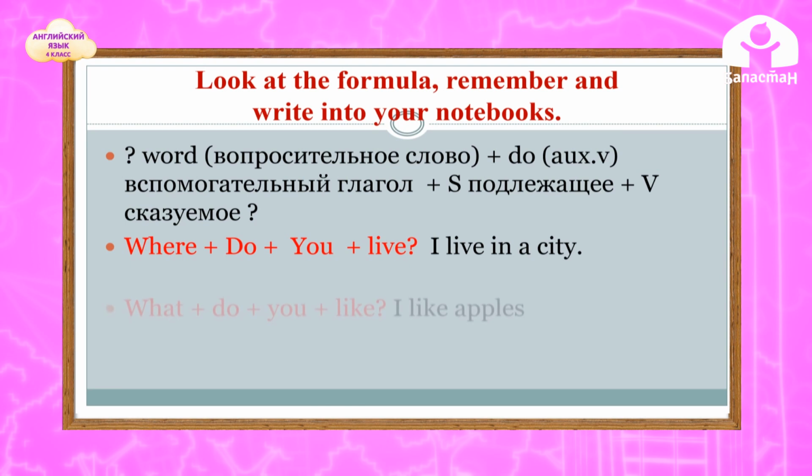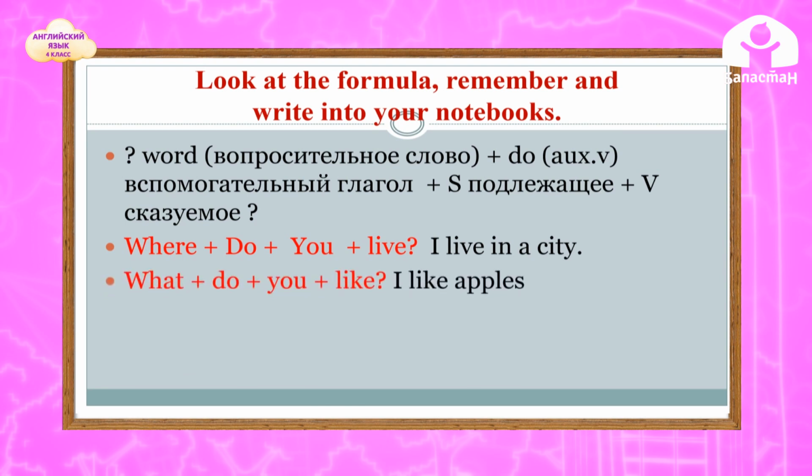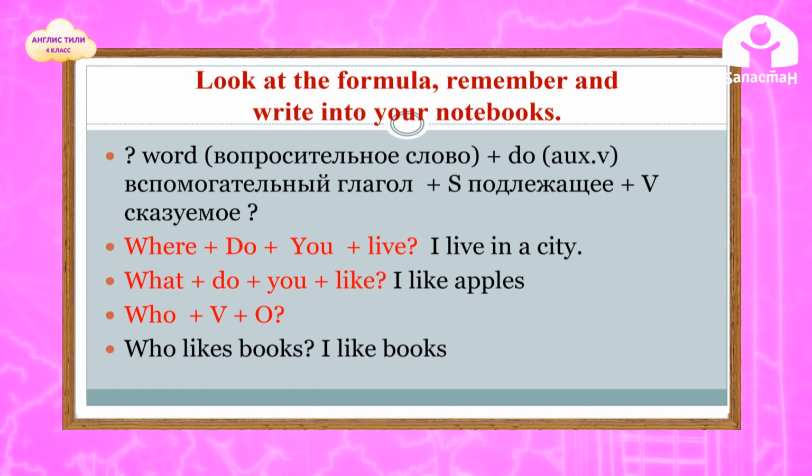Next. What do you like? I like apples. What is a question word. Do is an auxiliary verb. You is the subject. Like is a verb. Next. Who plus verb plus object. Who likes books? I like books. Now write the formula into your notebooks.